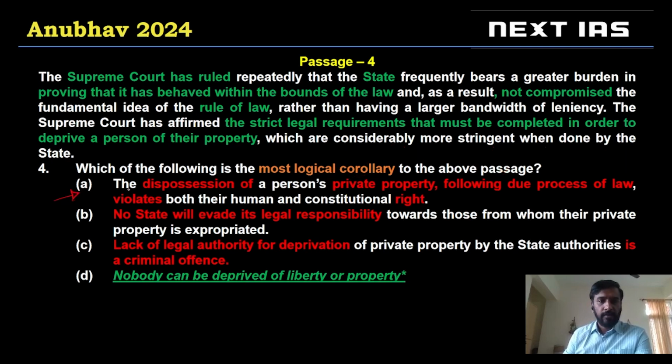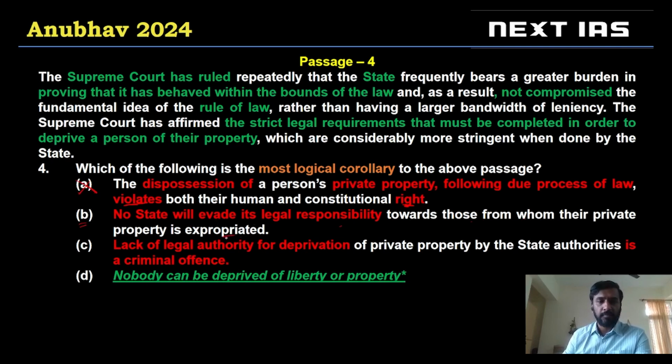Let's look at option A. The dispossession of a person's private property following due process of law. So if you dispossess private property following due process of law, it violates their right. This is incorrect, right? There is no violation of the right if process of law is followed. So violates their right makes option A incorrect.